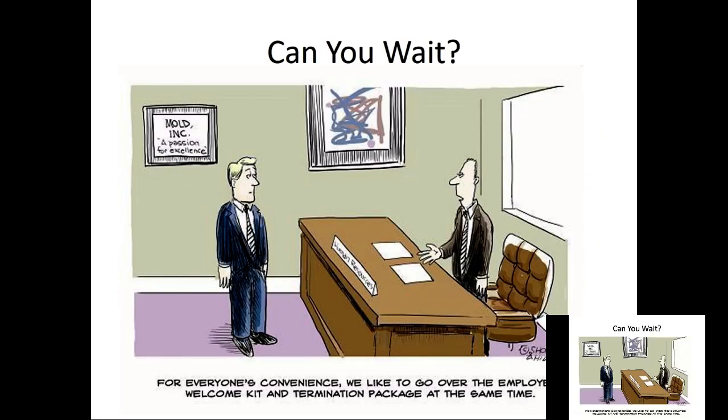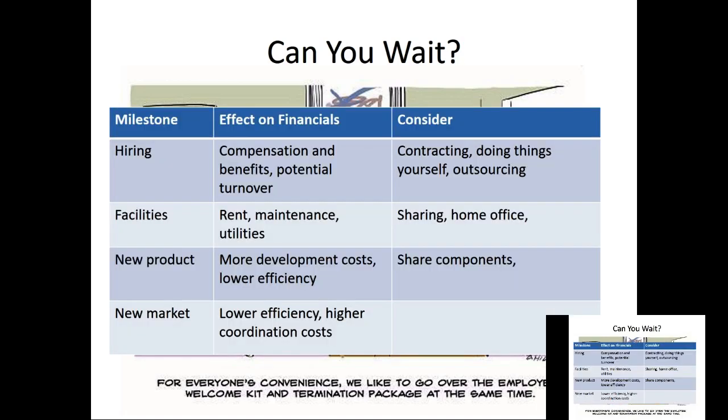So you want to be very careful in hiring, as shown here in this slide, because when you hire, you might need to fire, and that becomes really complicated. So what can you try to do? You can try to do things yourself, outsource, or contract, so 1099 some people to start rather than hiring employees. Same with facilities. Rather than buying, you try to stretch your money, share with somebody else, use a home office. With new products, try to share components between products. Do everything that you can to conserve cash so that you don't run out.